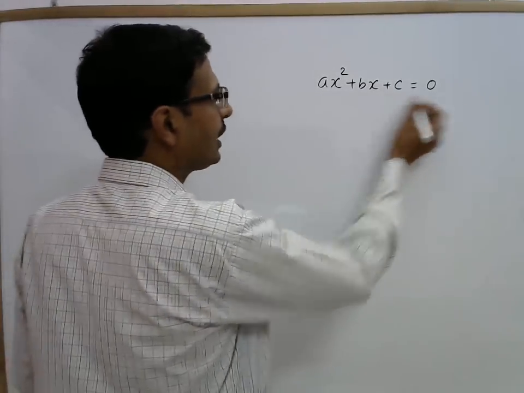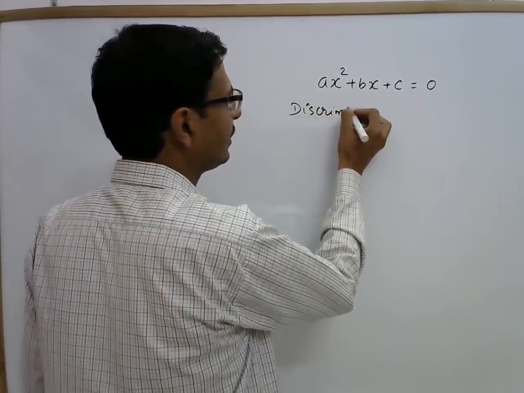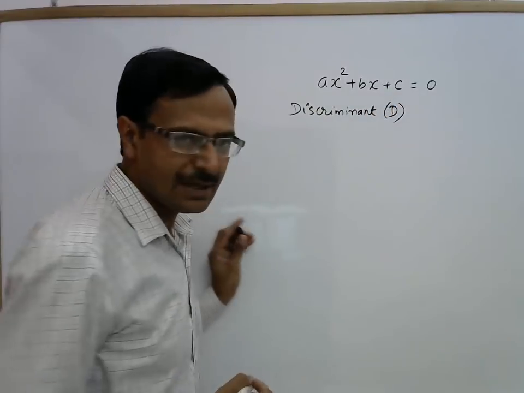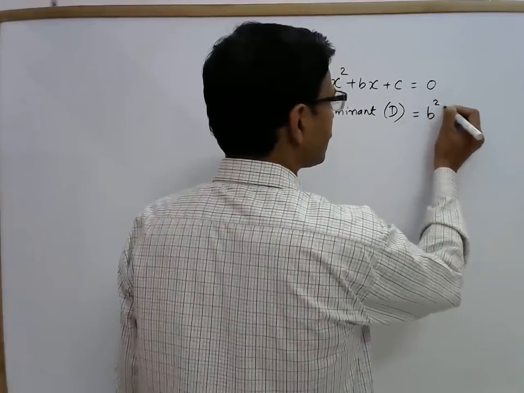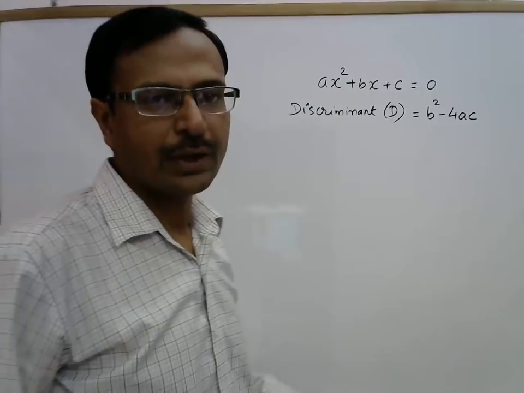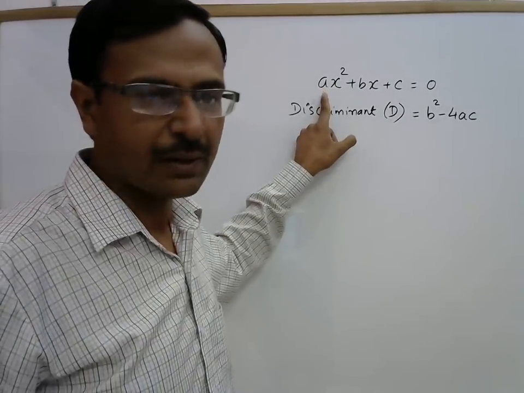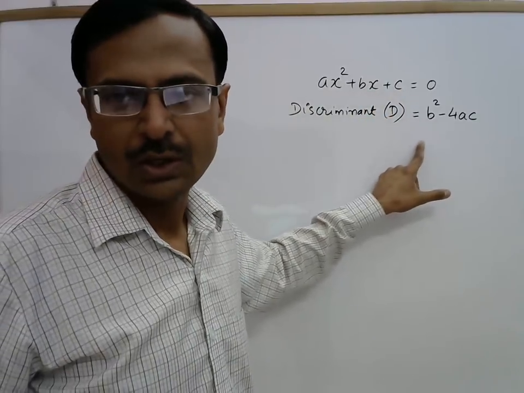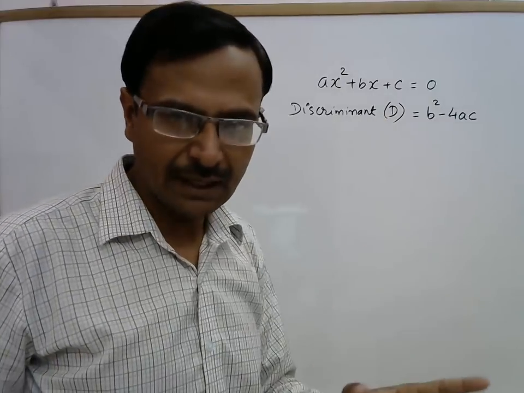Now, for every quadratic equation, there is a discriminant, which is denoted by the capital alphabet D, and which is found out by using the formula b square minus 4ac. So for every quadratic equation, you can calculate one such discriminant because you know the coefficients of x square, coefficient of x, and the constant term. You can just substitute those coefficients here and find the discriminant. So discriminant is a value.